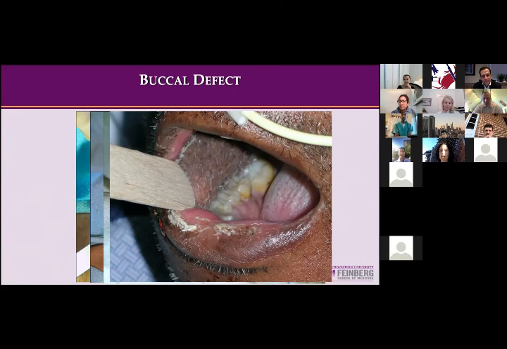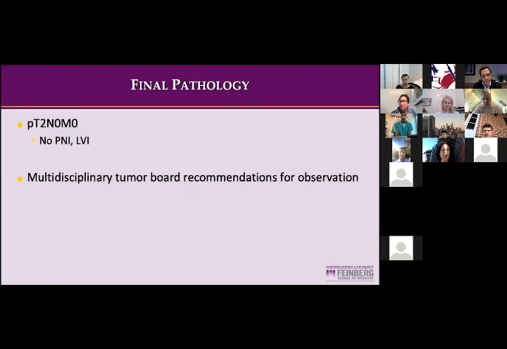So his post-operative course was pretty straightforward. There was not any evidence of leak or dehiscence, and we felt pretty good about that. Obviously, he had a little bit of hair growth there in the picture. And his final pathology was really favorable. He just had a T2 N0 M0 with no adverse features, and the multidisciplinary tumor board discussion favored observation.